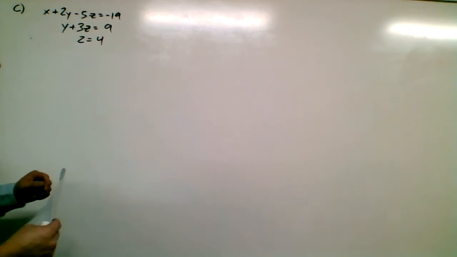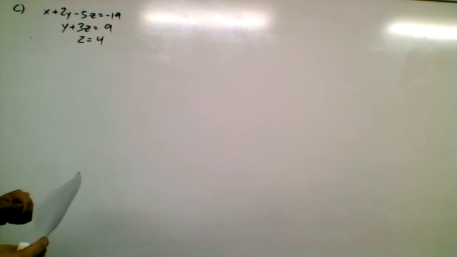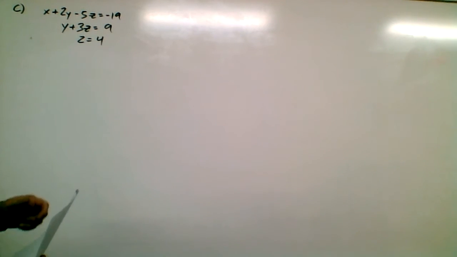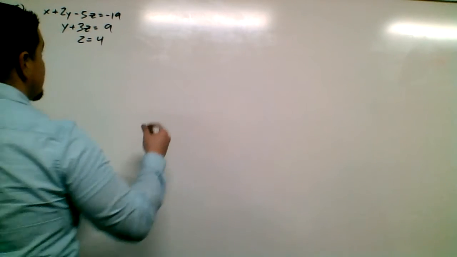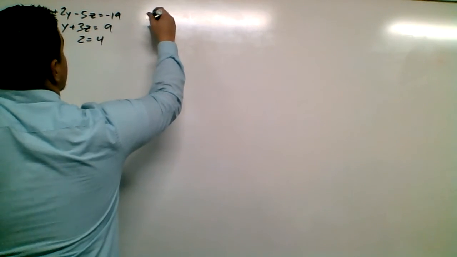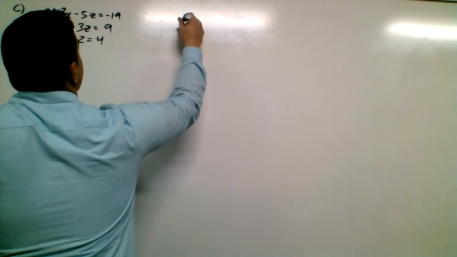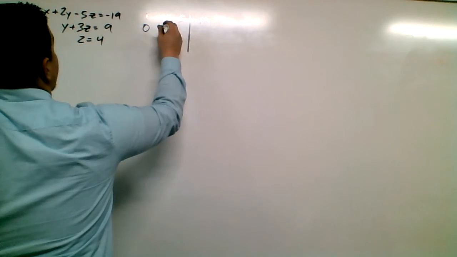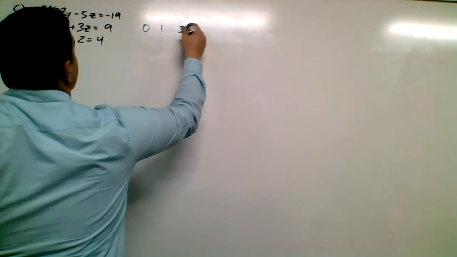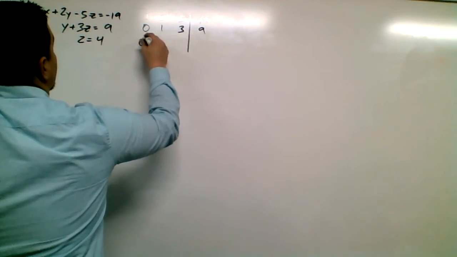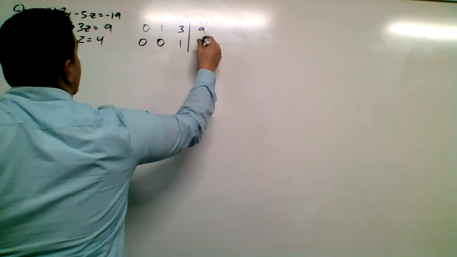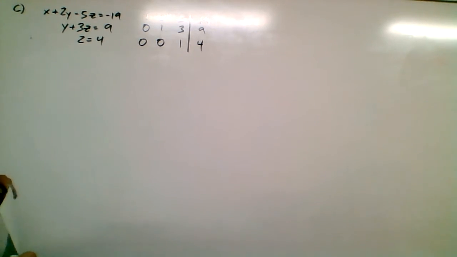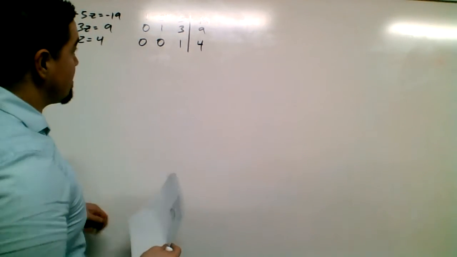Okay, so now we have a system of 3 variables and 3 equations. This one's going to be a little bit easier than the last one, far fewer steps, but we'll go ahead and jump into it. We're going to set up the augmented matrix: 1, 2, -5, -19, 0 for x because there's no x value, 1 for y, 3 for z, and 9, and then 0 for x, 0 for y, and then 1 for z. There are a lot of nice things about this problem. We already have a diagonal of 1s, so we don't really have to worry about that.